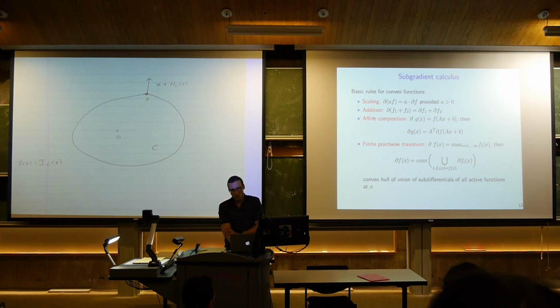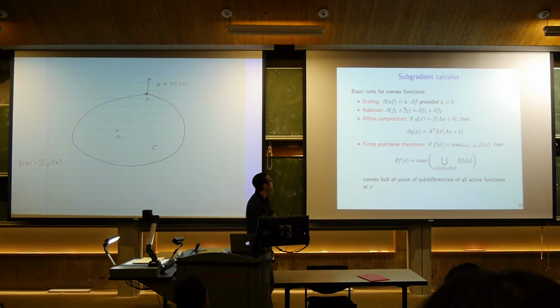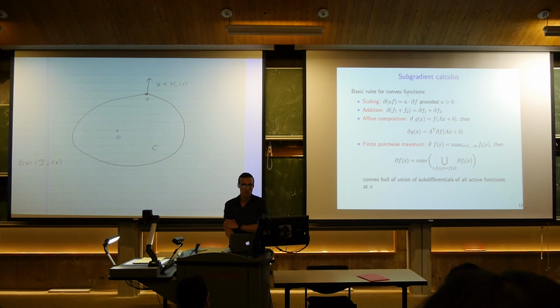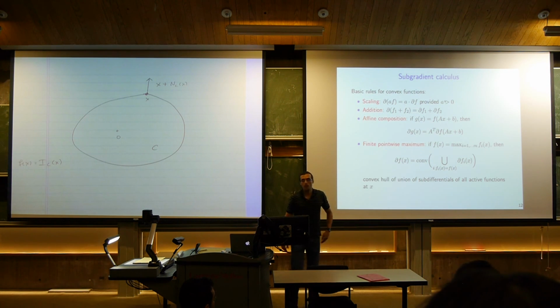The first two are maybe quite obvious. If we have just a positive multiple of our function, then the subdifferential of a times the function f, where a is a positive constant, is just a times the subdifferential of f. These are sets, so by this I mean I take every element of this subdifferential and multiply it by a, and that gives me the subdifferential of af. The restriction that a is positive is important, because if f were convex and a were negative, then af would be concave, so we wouldn't even be able to talk about subgradients.